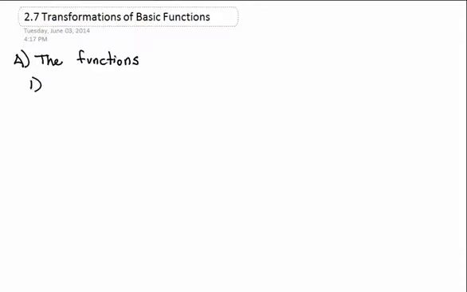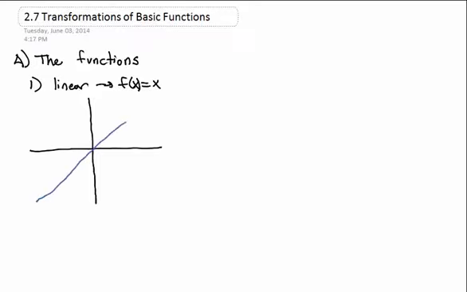The first function is what is called the linear function, and it is f of x equals x. The linear function is a straight line with a slope of 1 through the origin. The 3 key points that you should know are on this graph are (1, 1), (0, 0), and (-1, -1). That is the linear function.